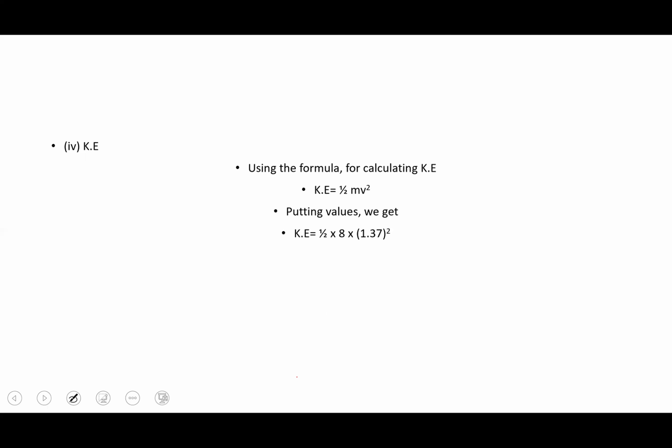So putting in the value of velocity squared, which was approximately 1.37, and the value of mass, which is also given to us, which is 8 kilograms, putting in the values, multiplied by 1.89. So the kinetic energy is 7.56, or rounding it off, 7.6 joules.